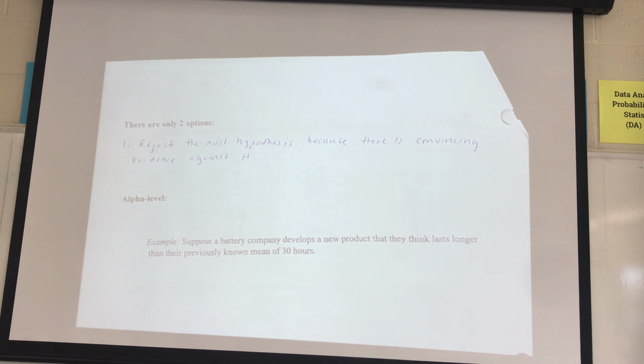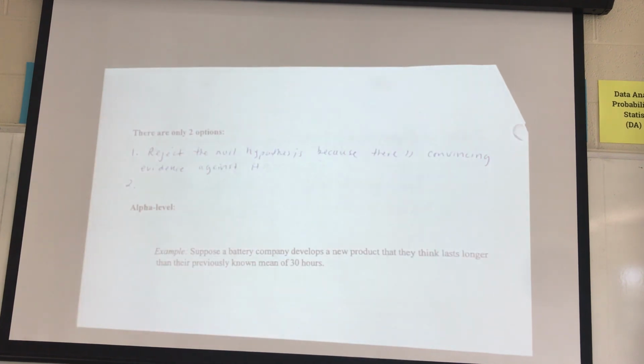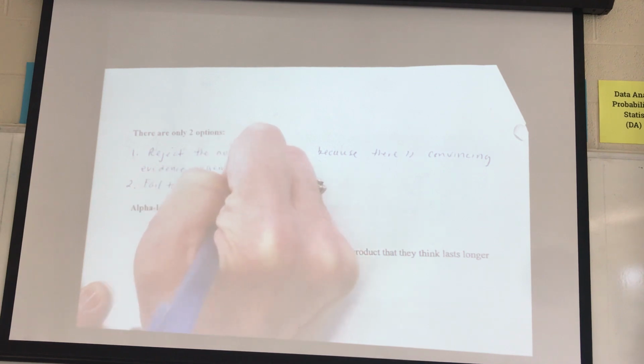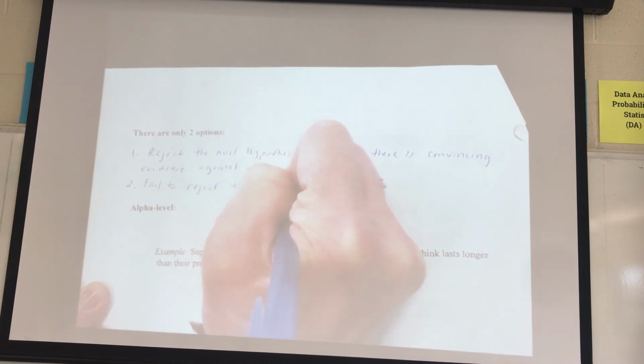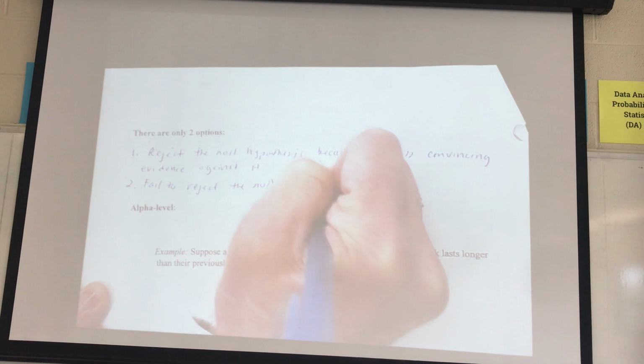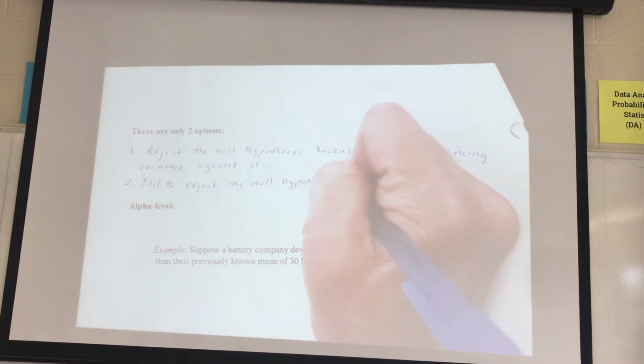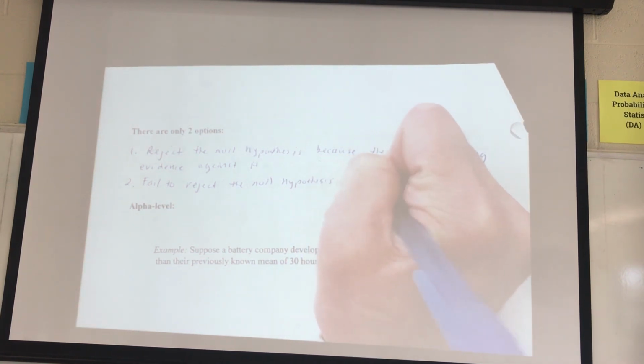Or the second thing, and this sounds weird the first few times you hear it, but you're going to get used to hearing it and it won't sound weird anymore. You fail to reject the null hypothesis. So you're not proving it right. You can say that you don't have evidence against it, but you can never say, hey, I just proved the null hypothesis to be true, okay? So you can fail to reject the null hypothesis because there is not convincing evidence against it.